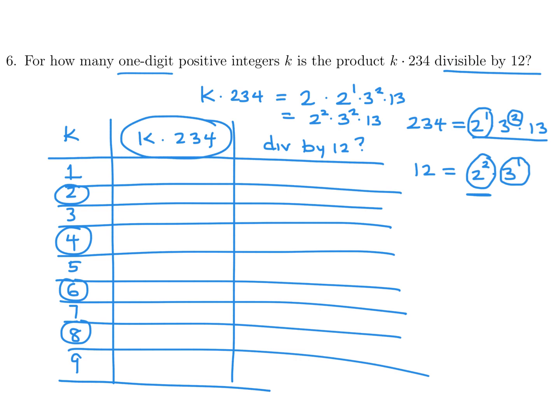And yeah, I think that's pretty much it. That would do it. So what are they asking for? How many? So the answer is 1, 2, 3, 4. So 4 is the answer to this question.